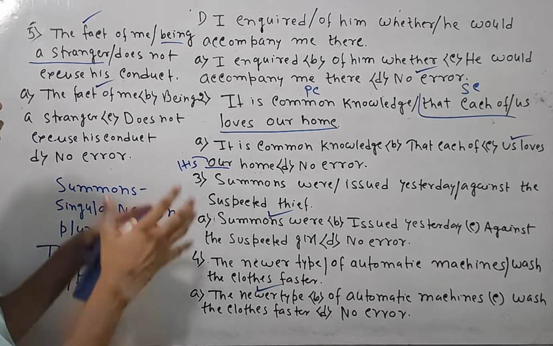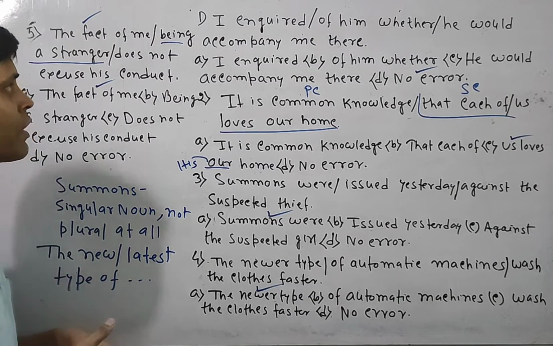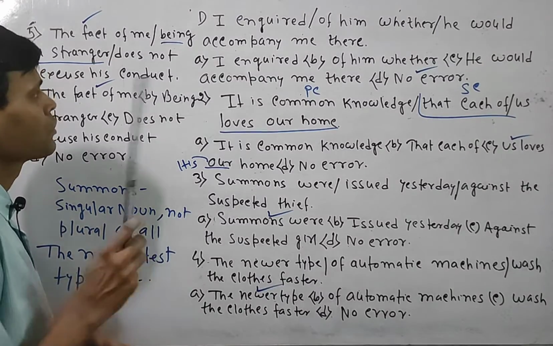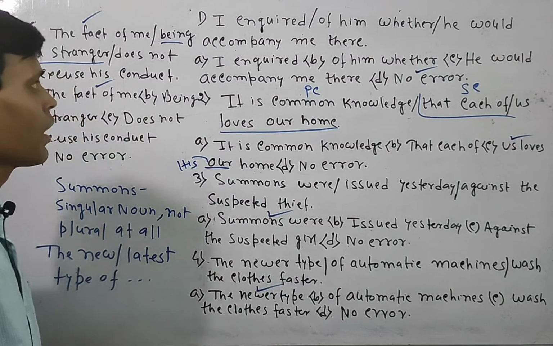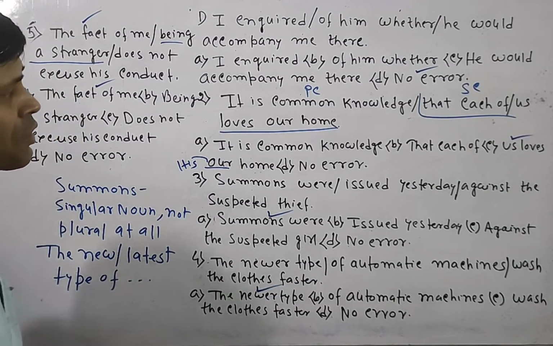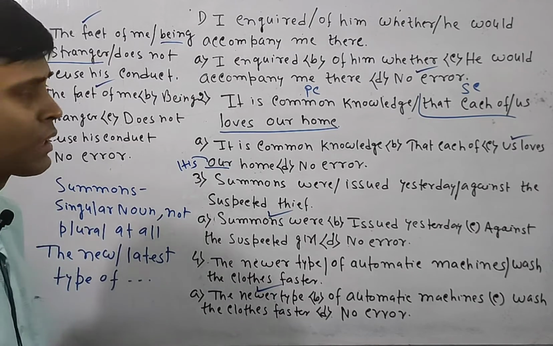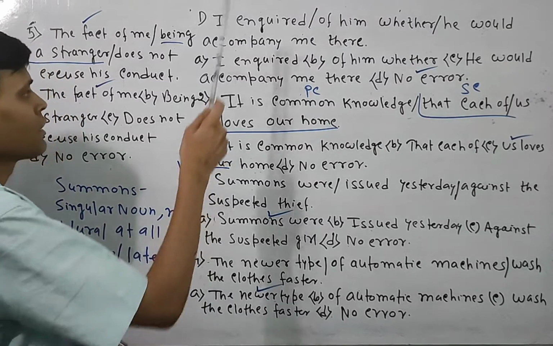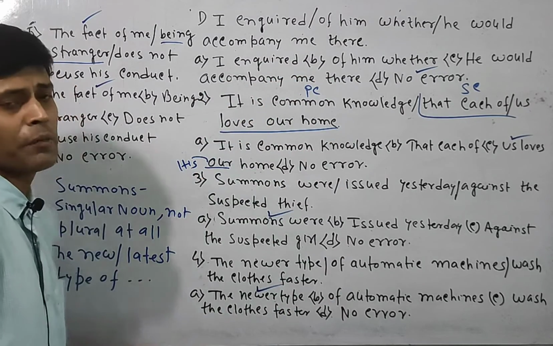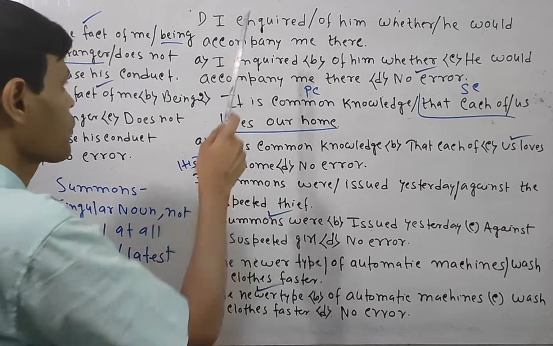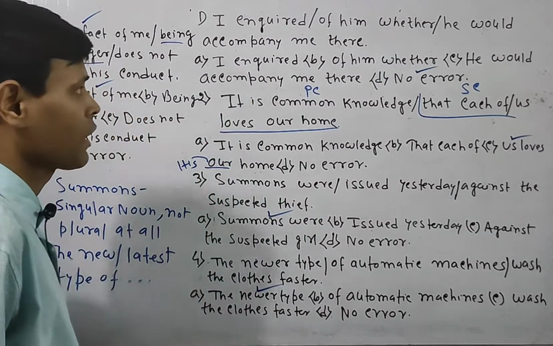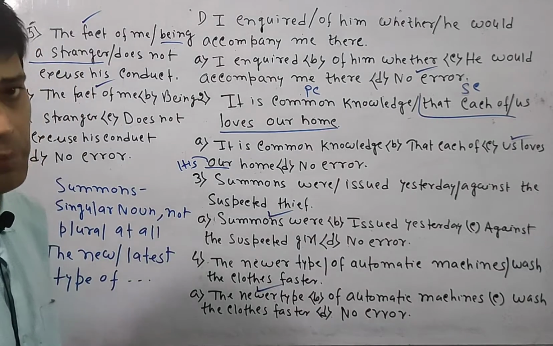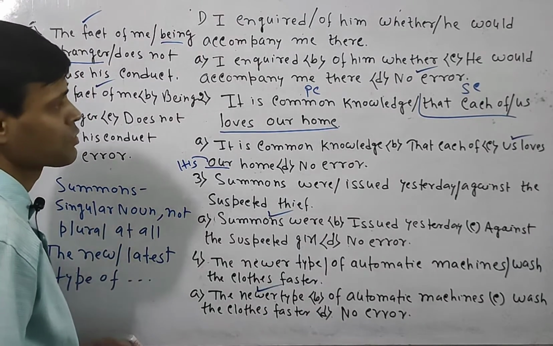Now if I just look over the overall questions answer, I inquired of him whether he would accompany me there. So this part is having no mistake at all. Inquired means asked, instead of whether, if can also be there. Although if is not there, you don't need to write if here. It is in the past, automatically would is written in the past, there is no mistake. If inquired is written in the past and instead of would had been written, this might have been a mistake, but still there is no mistake at all.